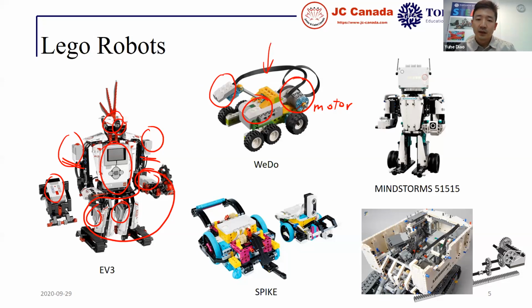And okay, Spike. This is a very colorful one. Spike and this 51515. These two sets are quite new. They were released this year. Those are quite new specs, but there are also different kinds of robots.